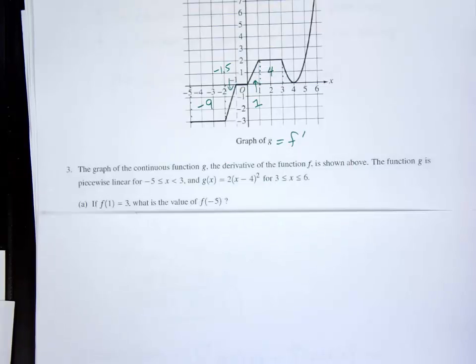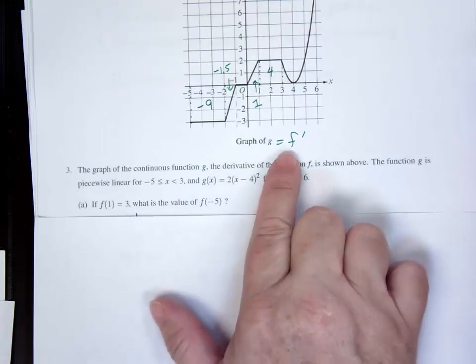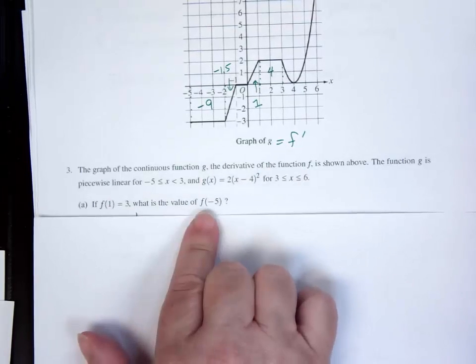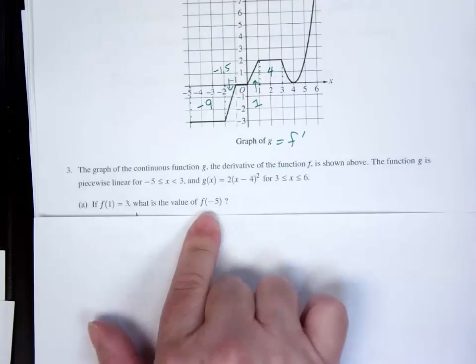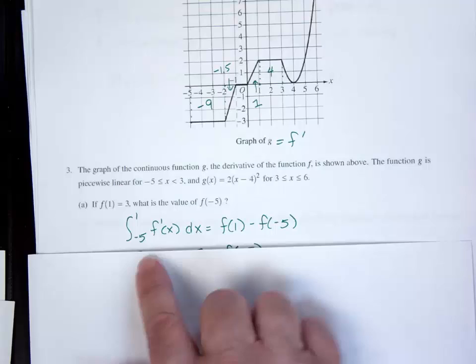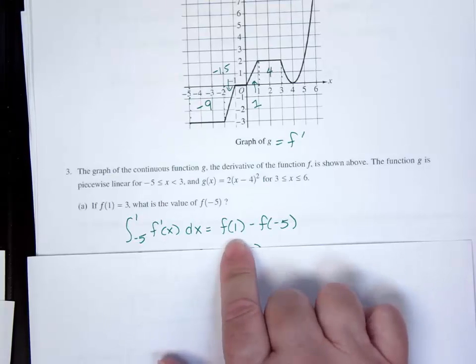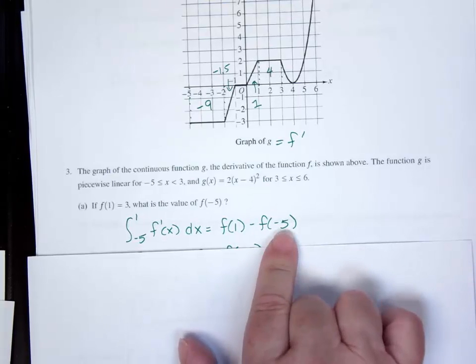So part A says if f of 1 is 3, find the value of f of -5. Now here we have a scenario, like I've mentioned several times in class before, that if you are given something dealing with a derivative and you're asked questions about the antiderivative, given one point, find the other, you set it up as an integral problem. The integral from -5 to 1 of f prime, the area under the curve, which I can calculate, is equal to f of 1 minus f of -5. And now we just plug in the numbers.